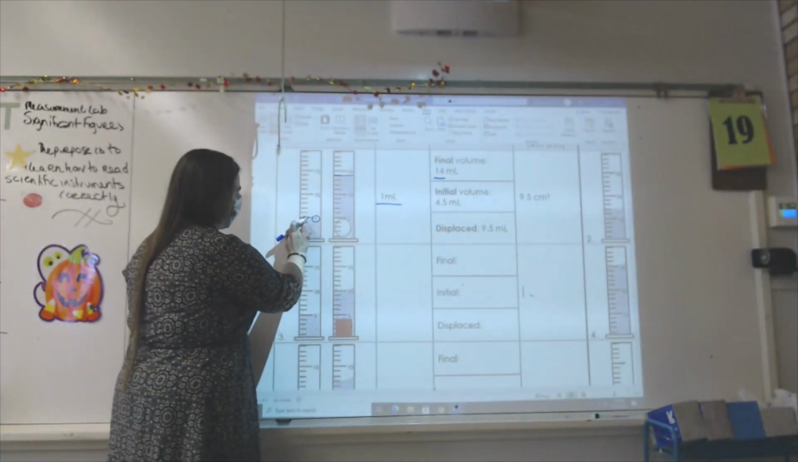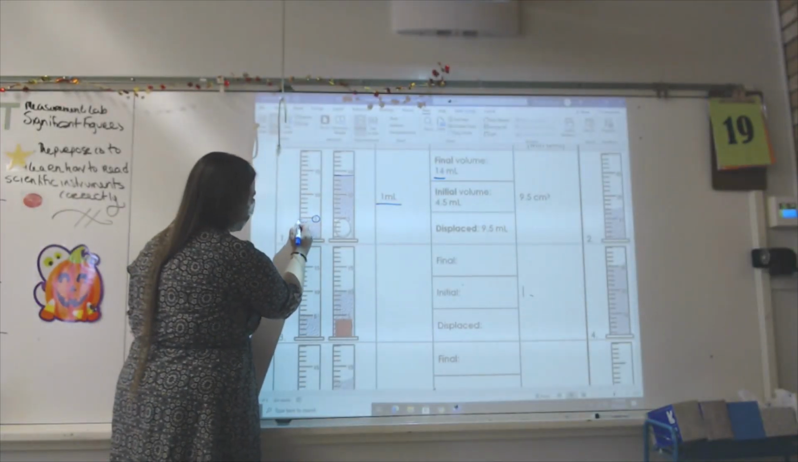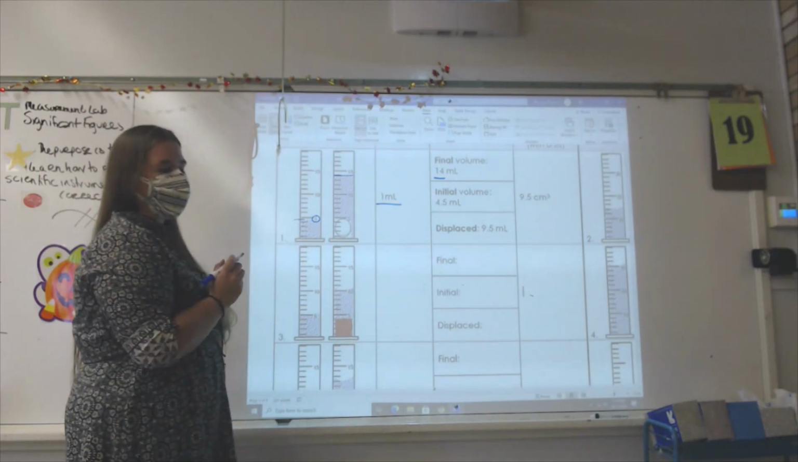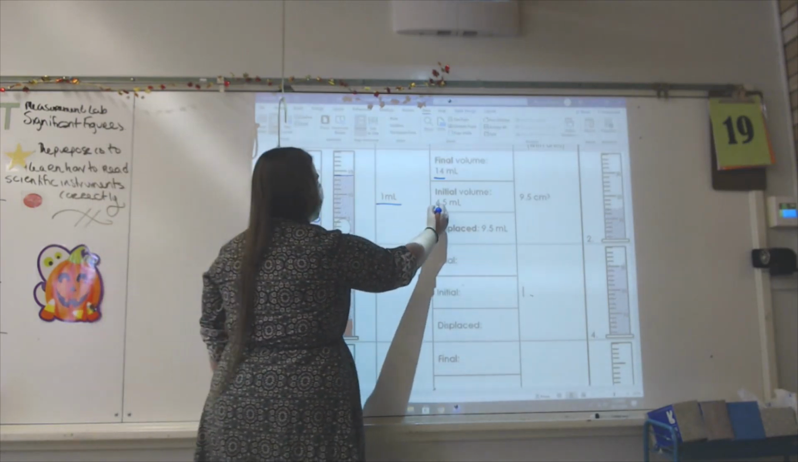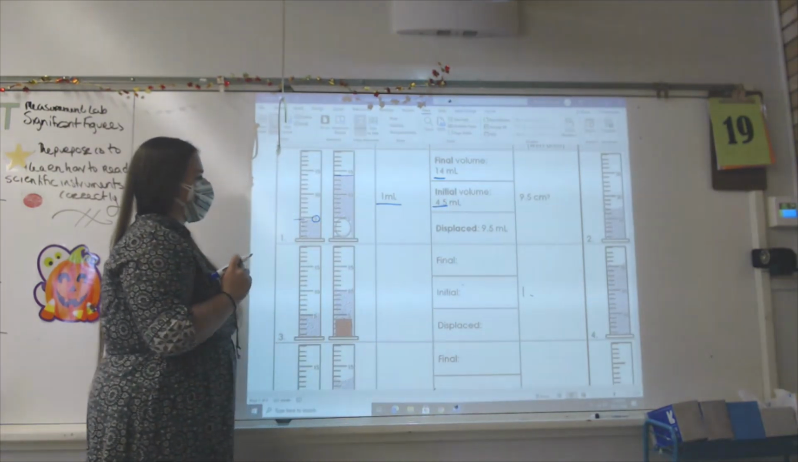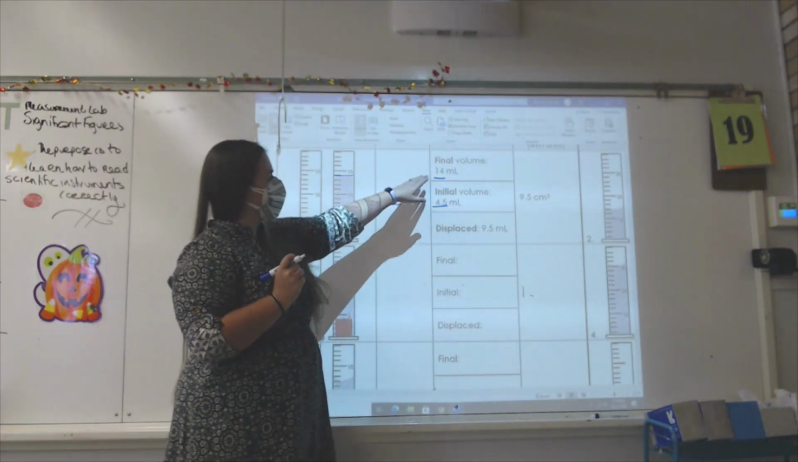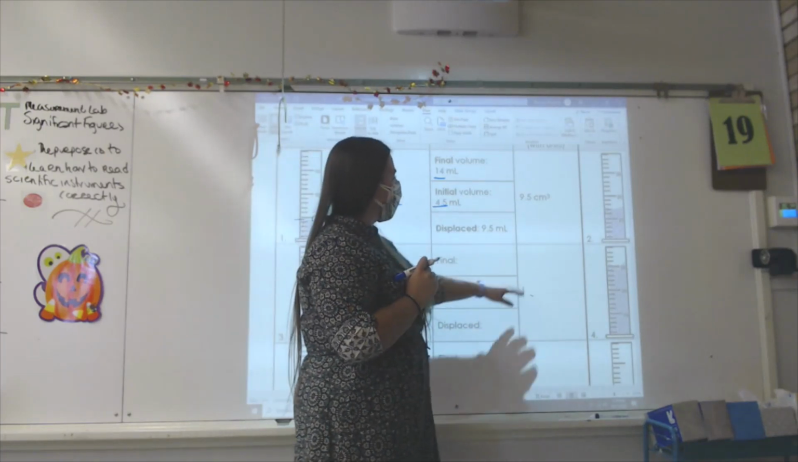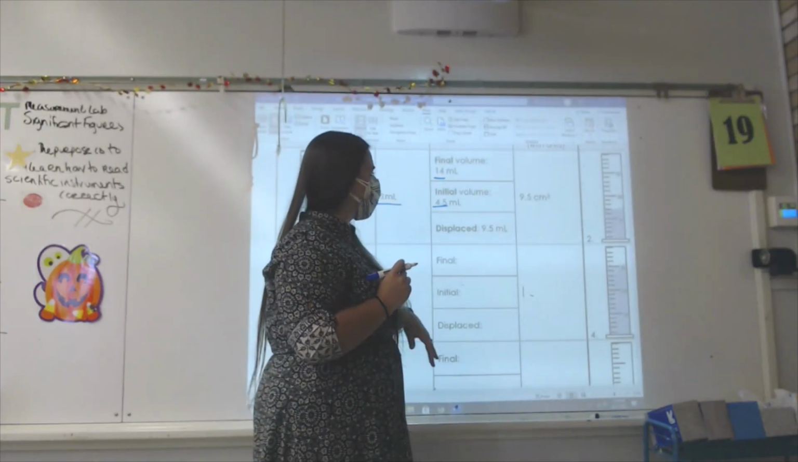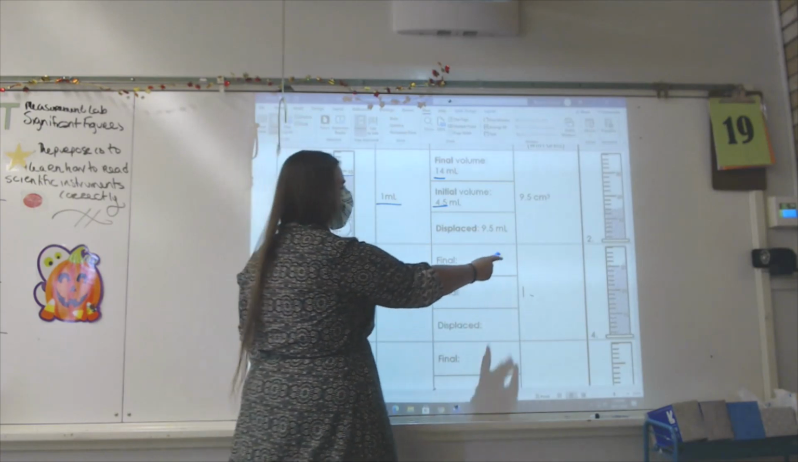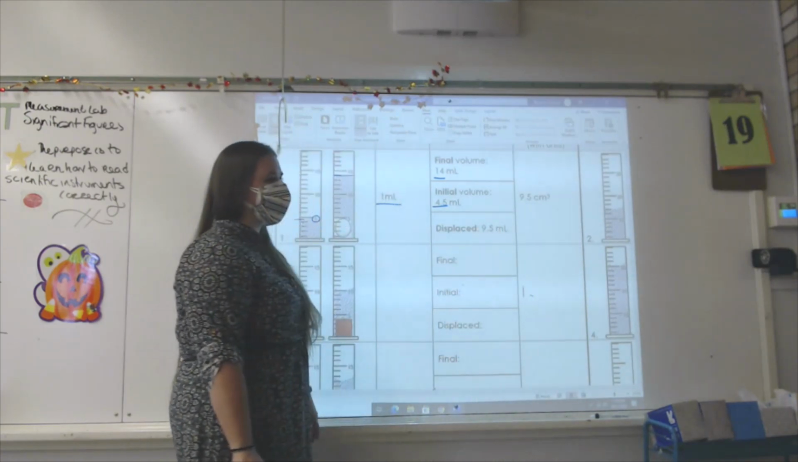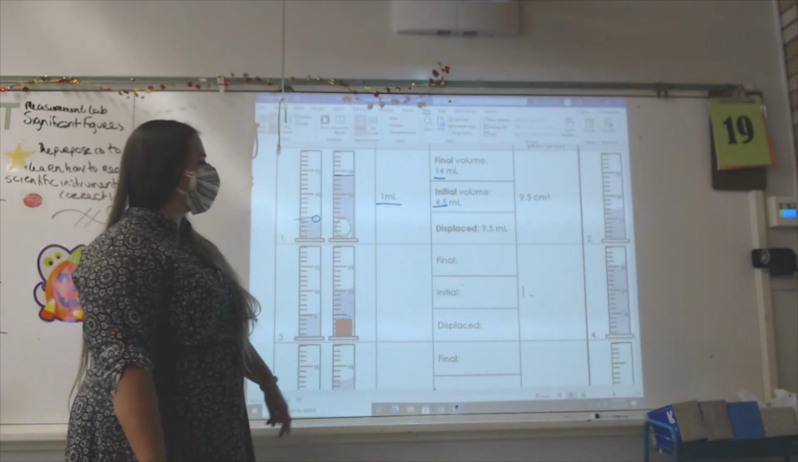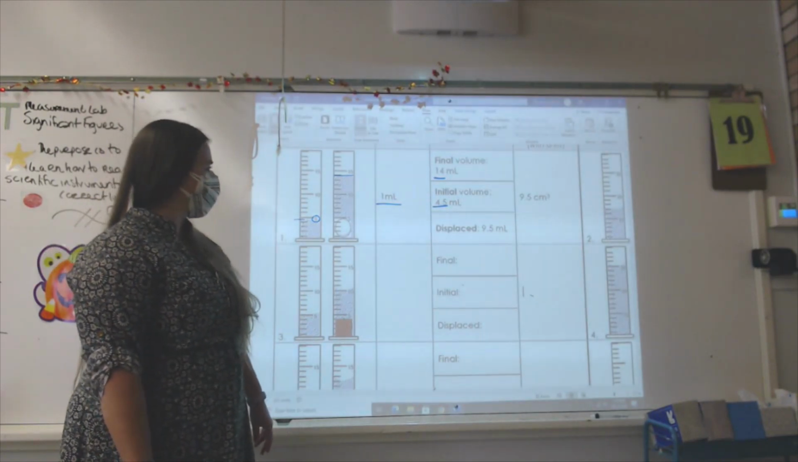My initial volume, and it might be difficult to see on the video, but I can see my line for the water is halfway between the 4 milliliter and the 5 milliliter mark. So I have initial volume of 4.5 milliliters, and then as Mr. Muir showed us, we do some subtraction to get our displaced volume, and our final volume of the object is that displaced volume. Because we're talking about a solid, we can use units of centimeters cubed. When we're talking about liquids, we use milliliters. Those two units are equivalent.